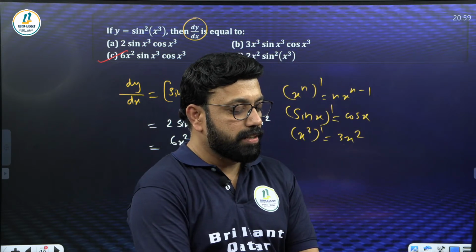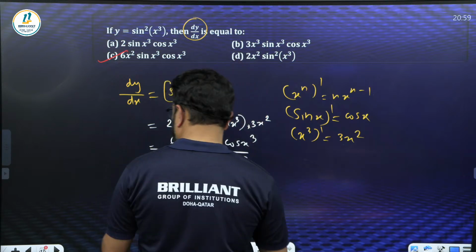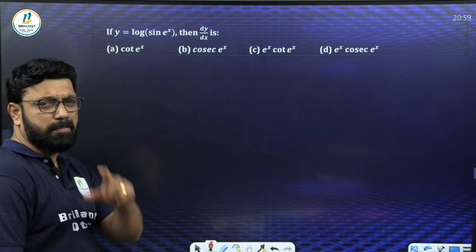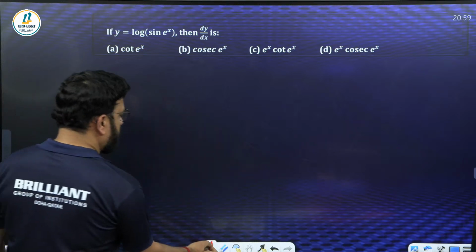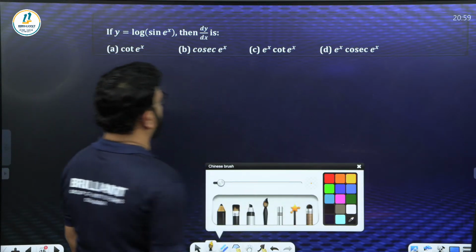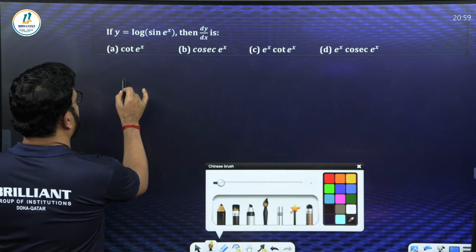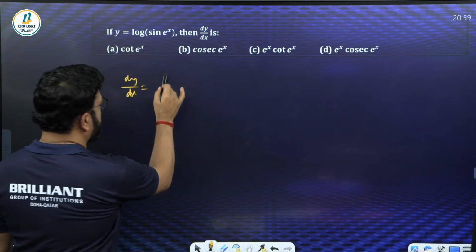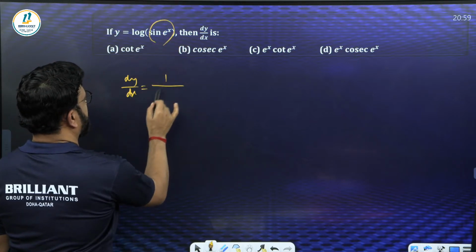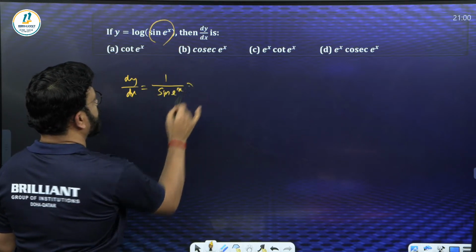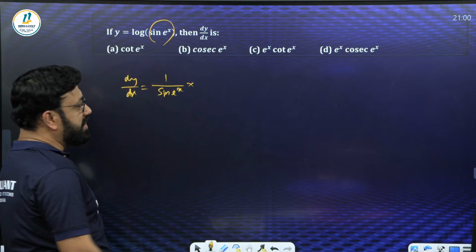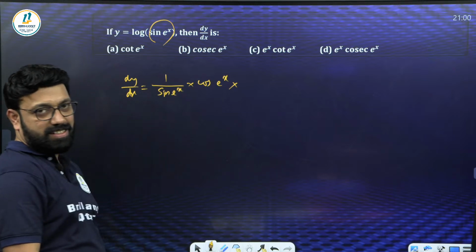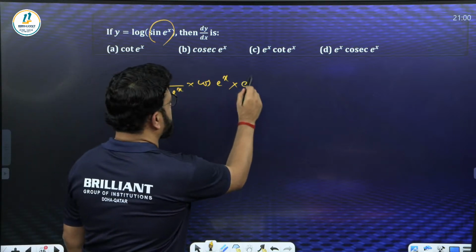Please see the next question. Log sine e raised to x. Same idea, chain rule only. In one step, how can we do? In one step, no need to write that many steps. dy by dx or y dash equals log derivative, 1 by sine e raised to x into sine derivative, chain rule is coming. Sine derivative is cos of e raised to x into again e raised to x derivative, e raised to x itself.